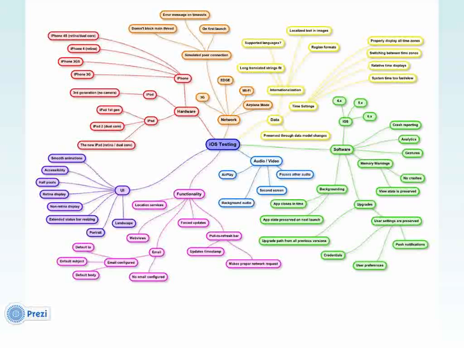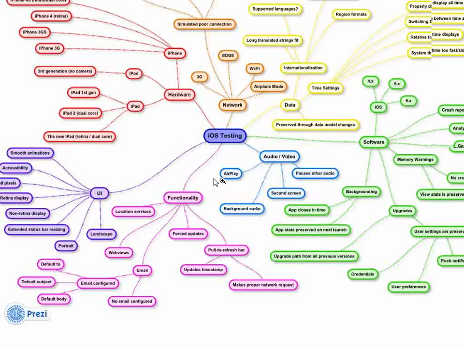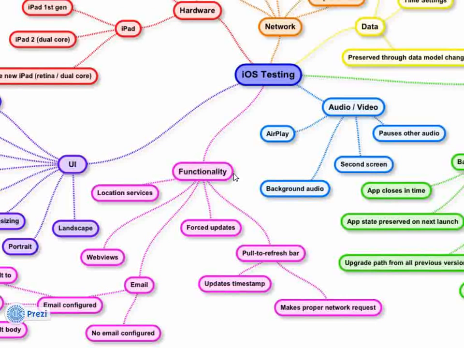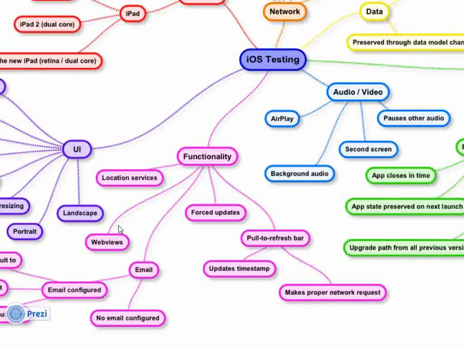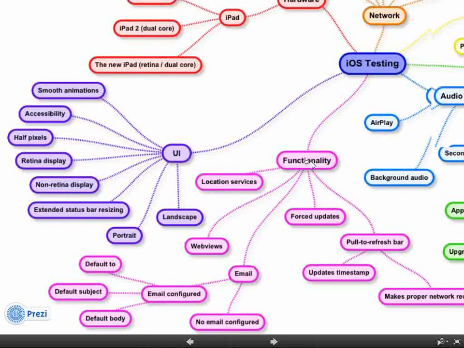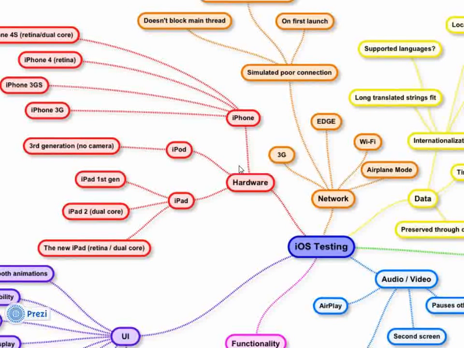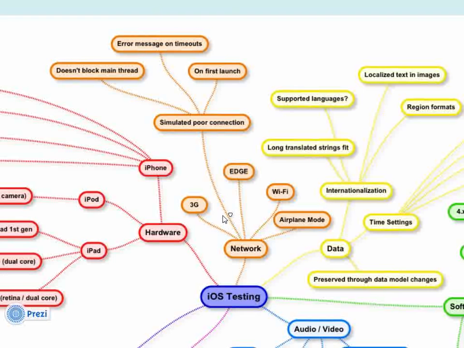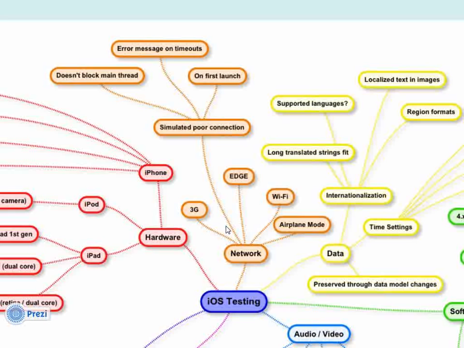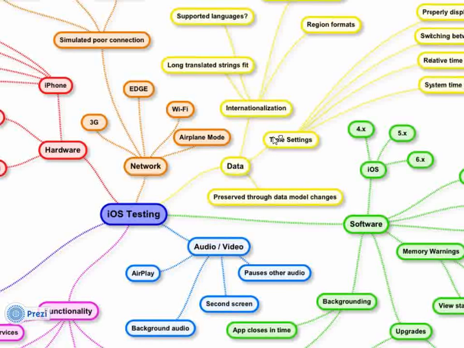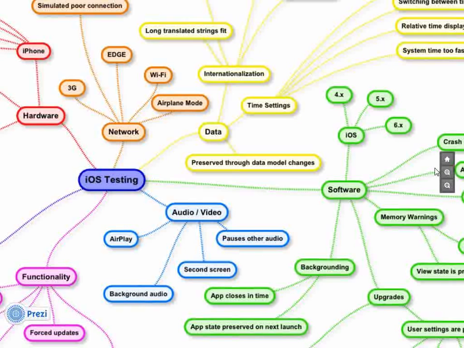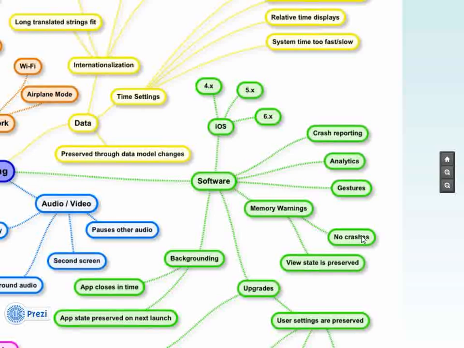This is the testing scope of iOS native applications. Mainly it is the functionality part. Under the functionality part we need to check all these, and then UI, compatibility issues, hardware and network scenarios, that is how our application works under different network scenarios. Also data, audio and video, and also software versions and different versions.